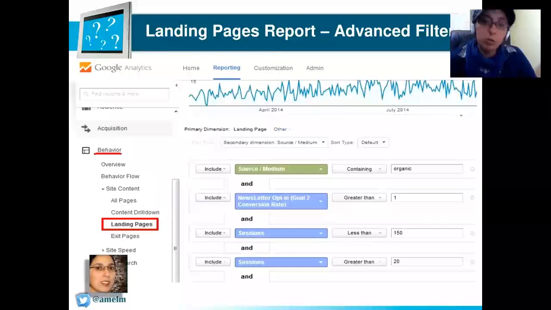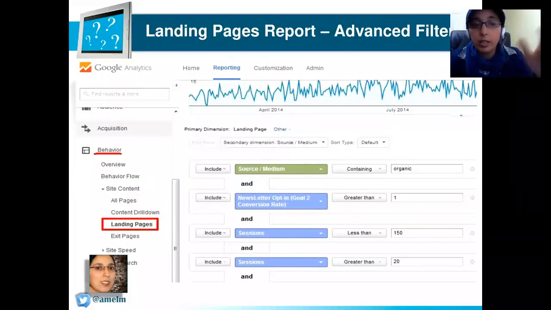So how to go about doing that: you select advanced to customize your report, and then in the source, you add the source medium, and then you enter organic, because that's what we want to do. We just want organic source. I know I repeat myself, but it's important to follow these steps to get it right.